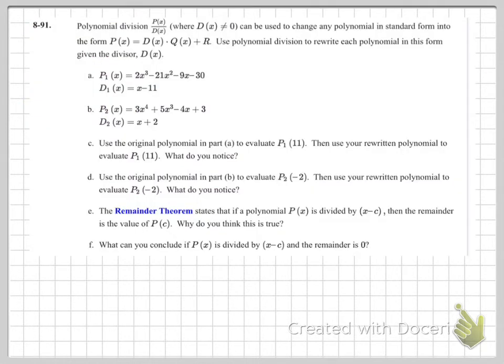Okay, 8-91. It is telling us to do the division. So if you read through that carefully, right here, you're doing p of x divided by d of x. So for part a, we're going to do x minus 11 into the 2x cubed, etc. So 2x cubed. You should be getting a little better at this. I'm not going to talk through every single step I do.